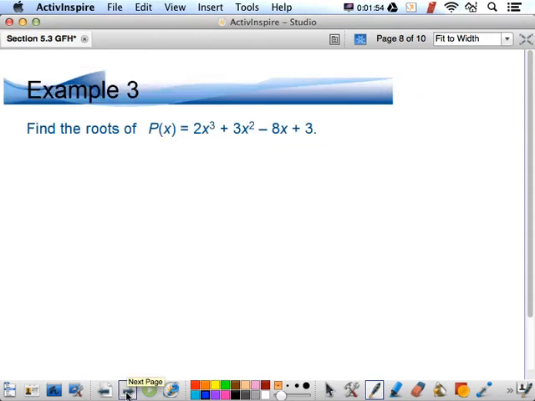Okay, so here's our first example. We're going to find the roots of the polynomial p of x equals 2x cubed plus 3x squared minus 8x plus 3. So if we want to solve this polynomial, the first thing I need to do is set it equal to 0. And make a list of all of the possible rational roots.